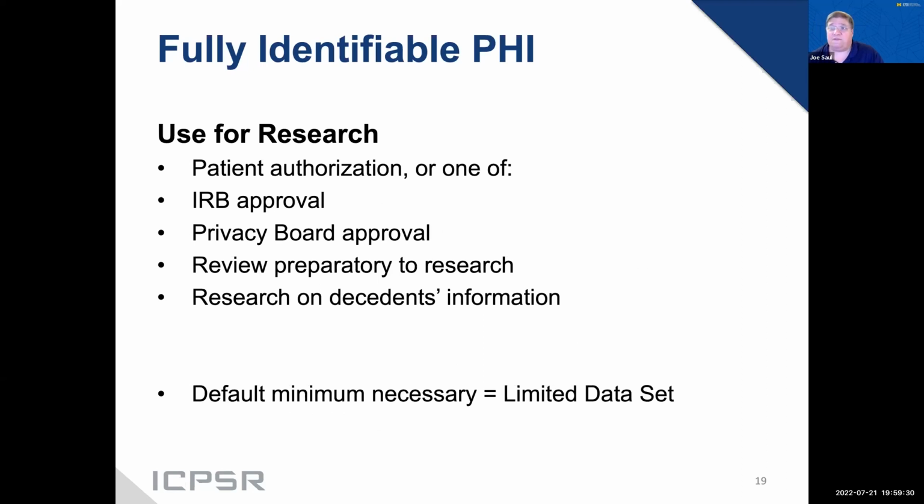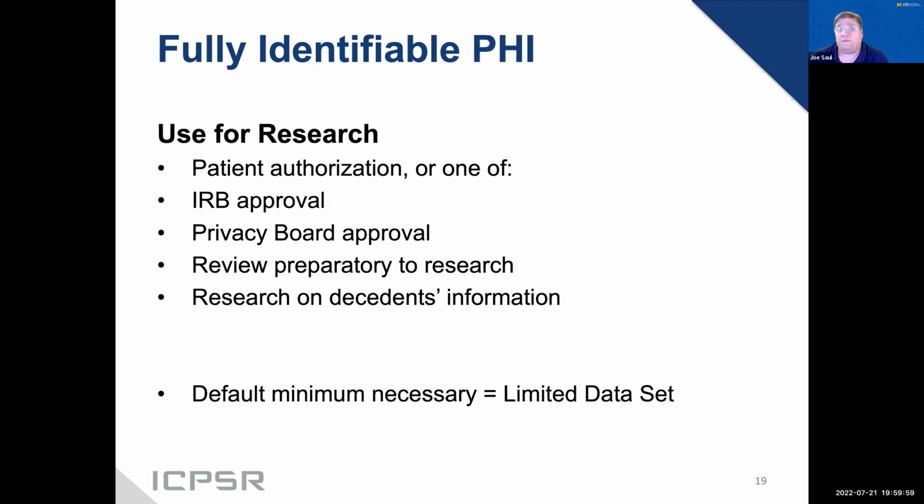So PHI, the only way you get to use fully identifiable PHI for research is one of these. First, you can get authorization from the patients involved. It's like a consent. It has specific provisions that have to be in it to be a valid HIPAA authorization. It's plausible. It's not plausible if you want to do a large-scale study or if you're looking at historical data, probably, but it's doable. You can get approval from an IRB, or I guess a determination that it's exempt, but we're talking about real PHI, so they won't.